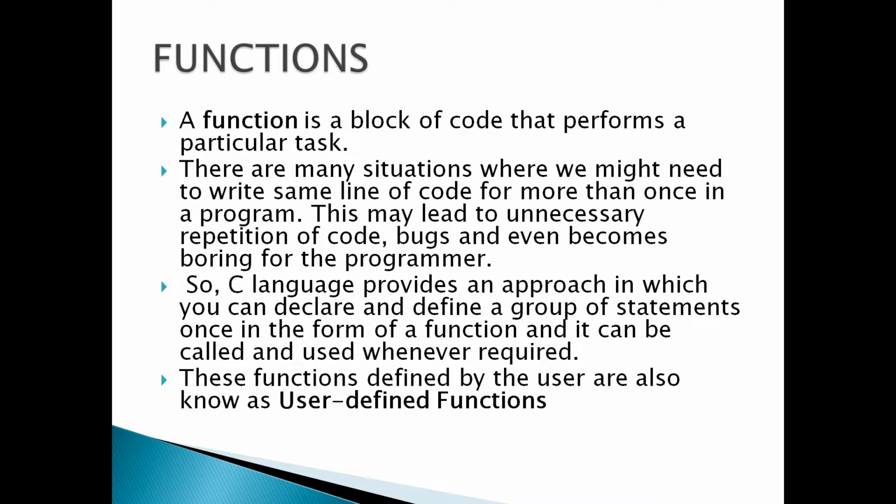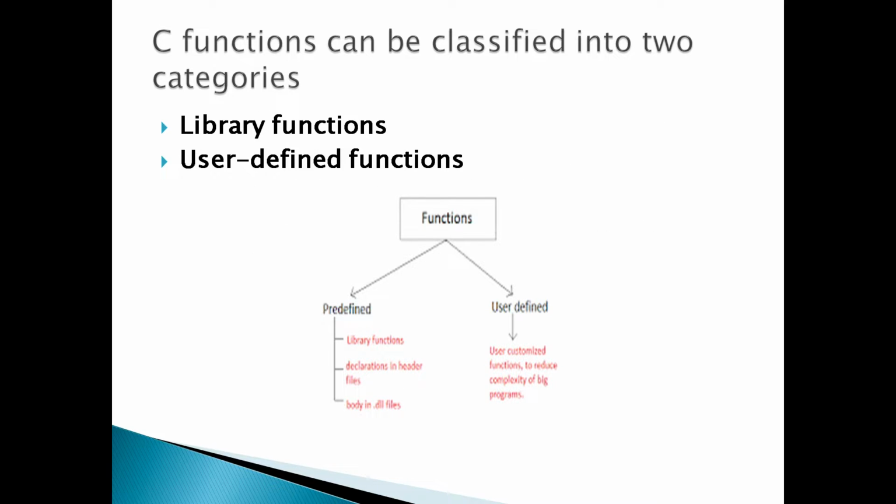These functions defined by the user are called user defined functions. What is a user defined function? The functions defined by the user are known as user defined functions. C functions can be classified into two categories: library functions and user defined functions. Library functions are also known as predefined functions.